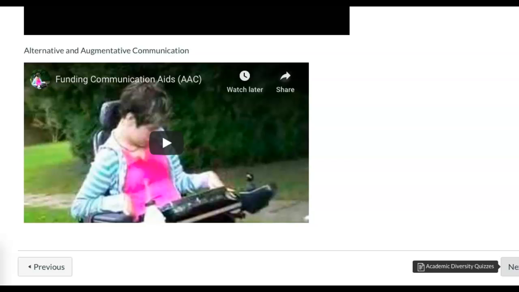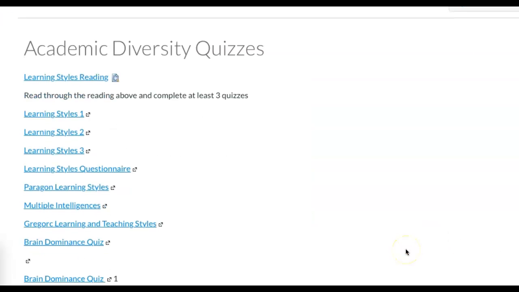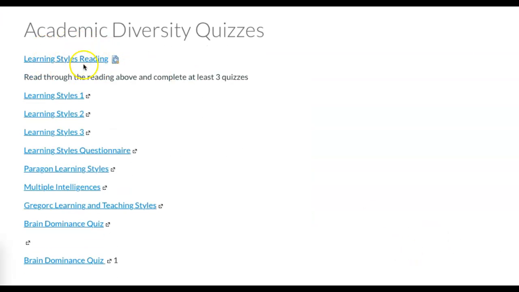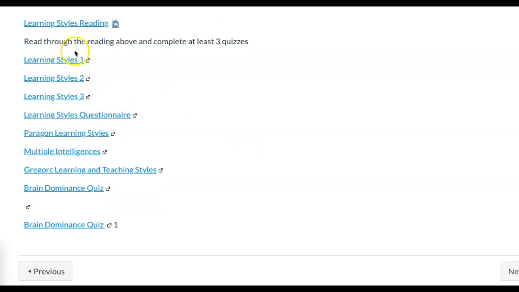Next is the academic diversity quizzes. Some of these are the same as in the lecture materials. What I want you to do, read through this reading right here, and then take at least 3 of these. So one's like a brain dominance quiz. Are you right-brained or left-brained? Different ways to look at learning styles. So take 3 of those just to get a better hint at ways you can teach.